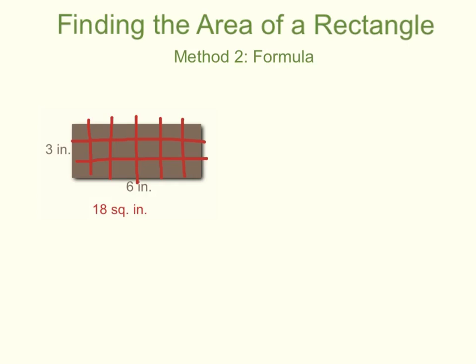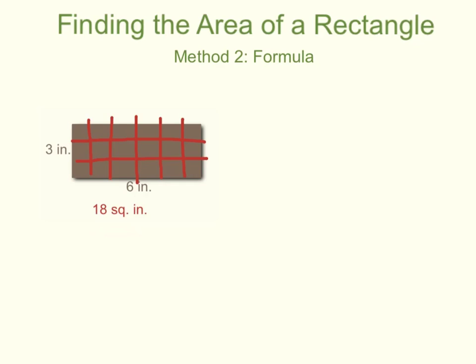Now let's look at another method for finding the area of a rectangle. This method involves using the formula. When using method 1, we explored ways to divide up a rectangle using its dimensions so that we have squares inside the figure. Then we counted those squares and came up with our final area of 18 square inches. What relationship do you see between 3, 6, and 18? If you guessed that the relationship is that 3 times 6 equals 18, you are right.